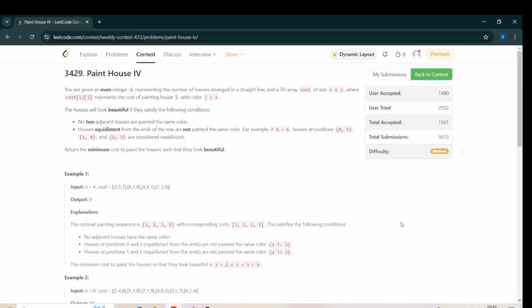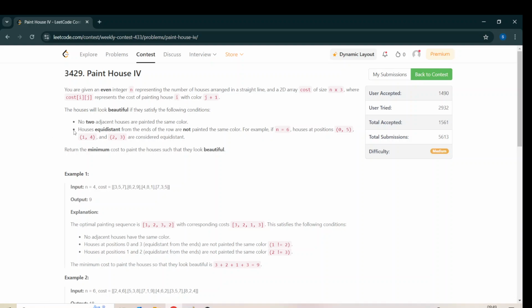Hello everyone. Today I am going to discuss the third problem of Leetcode Weekly Contest 433, which is Paint House 4. So what is the problem? We are given n houses, and we are given also three types of paints. That is given in a 2D array, cost, of size n cross 3, where cost[i][j] represents the cost of painting house i with color j plus 1.